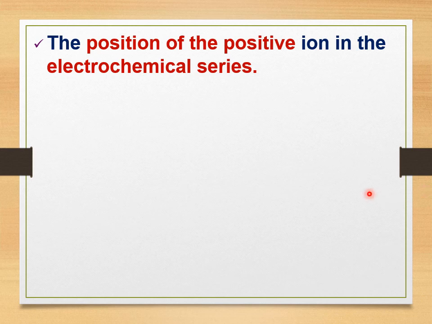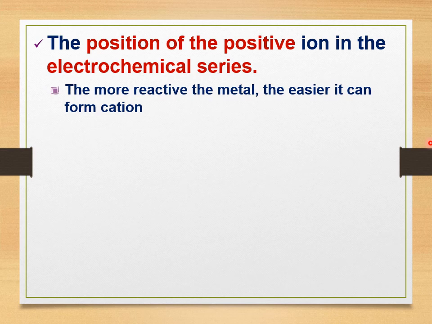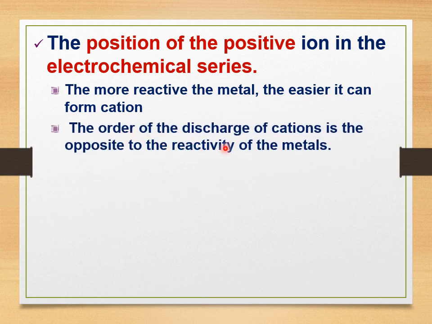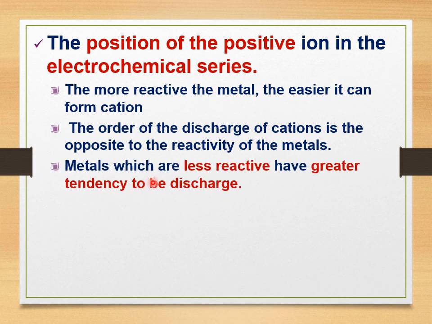The position of the positive ion in the electrochemical series is also one of the factors that affect the electrolysis. The more reactive the metal, the easier it can form cation. The order of the discharge of cations is the opposite to the reactivity of the metals. Metals which are less reactive have greater tendency to be discharged.